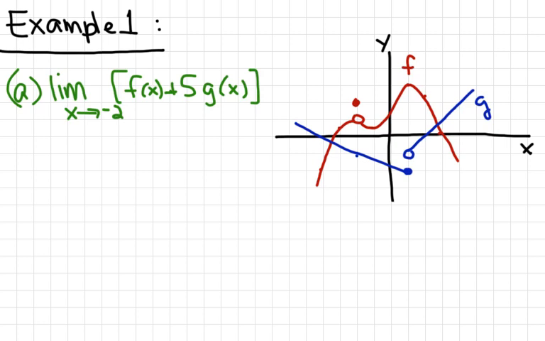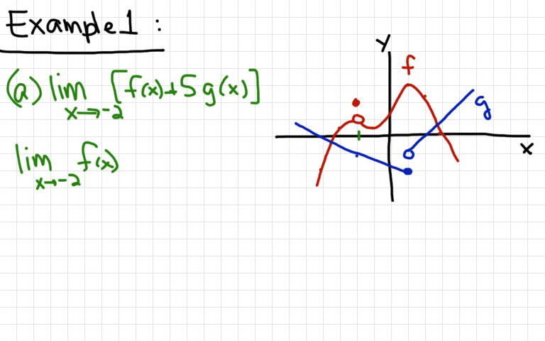In example 1, let's use the limit laws and the graphs of f and g in the picture to evaluate the following limits if they exist. So let's start with the limit as x approaches -2 of f of x plus 5g of x. Let's actually find the limit of each function at -2, and then I'm going to add the limit of f of x plus 5 times the limit of g of x.